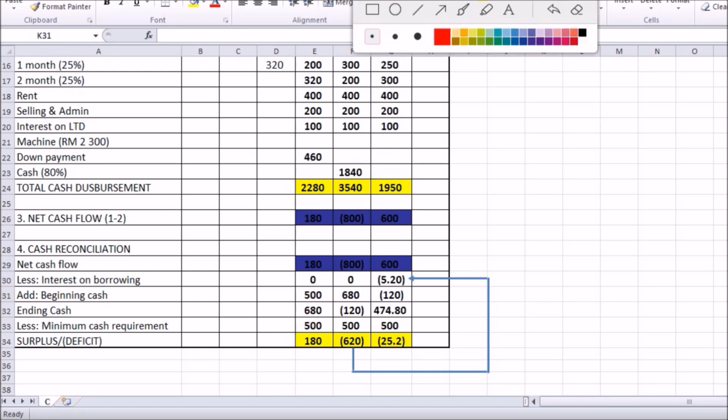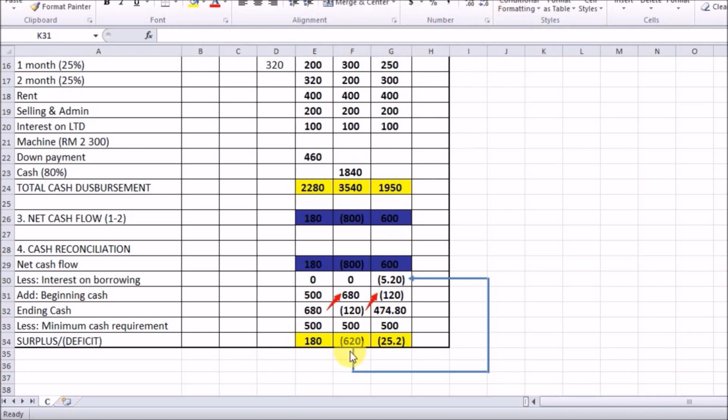For February, we take the ending cash from January and apply the same calculation as the previous month. For March, we calculate interest on borrowing, which is the deficit of February, negative 620 times 10% per annum and 1/12 month, and we'll get negative 5.2. Then calculate the reconciliation of cash the same as the previous month.